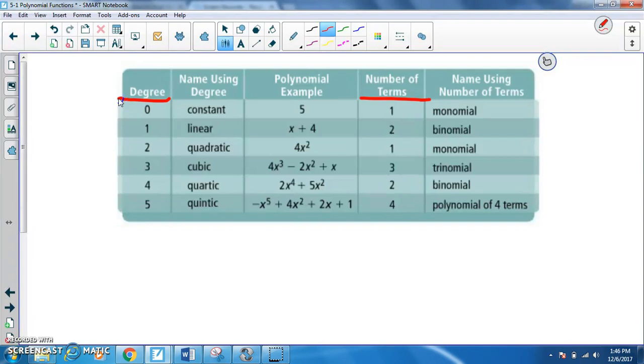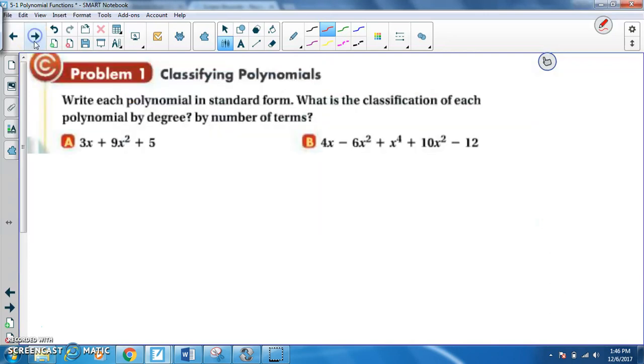So 1 is a monomial, 2 is a binomial, 3 is a trinomial, 4 is a polynomial. You can say the number of terms. So if we had 7 terms, then we would say a polynomial of 7 terms.